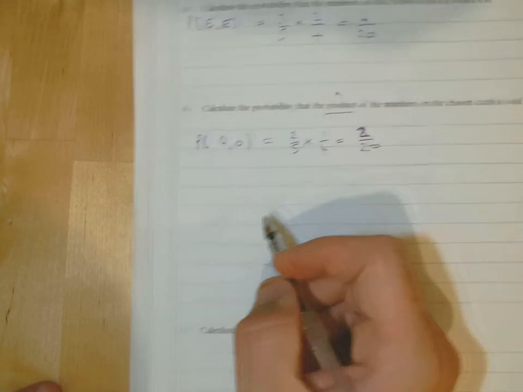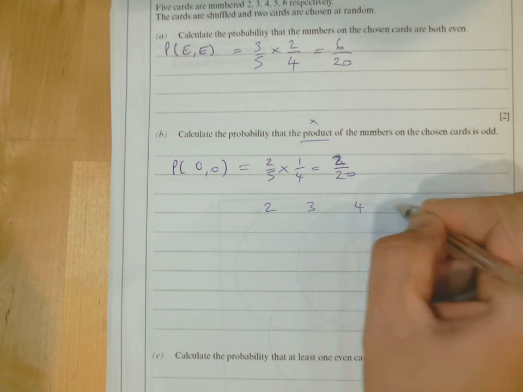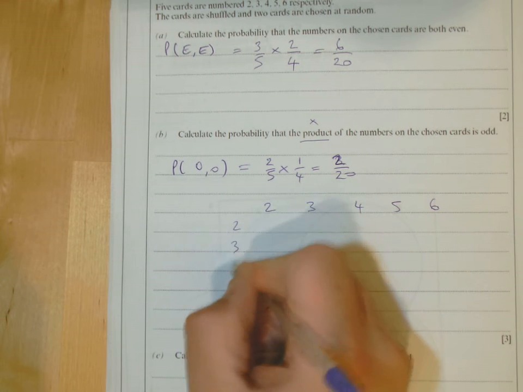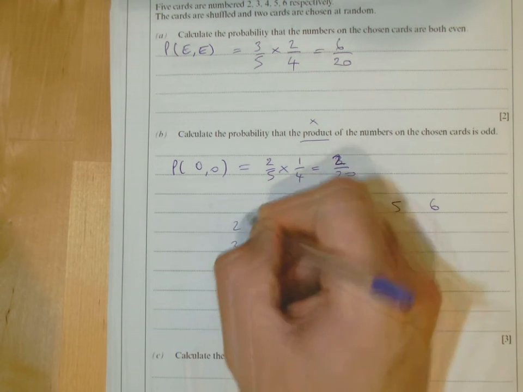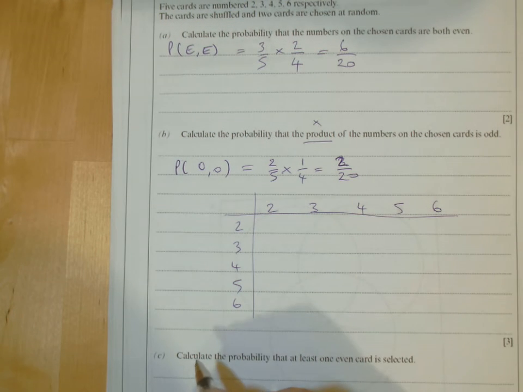There's another way of doing this. You could just list all the possibilities. It takes a bit longer, but you can be assured of the answer there. So you could look at 2, 3, 4, 5, 6, like a sample space. 2, 3, 4, 5, 6, and you basically put down all the possibilities there are.